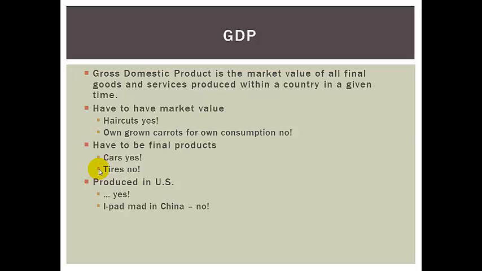The goods will have to be produced in United States within our borders. So whatever's produced in United States will be included. The iPad that's made in China will not be included. You probably have a question, what if some of the goods are partially produced in United States and partially produced in other countries? If you look at the back of your phone, it may say that it's been made somewhere else.